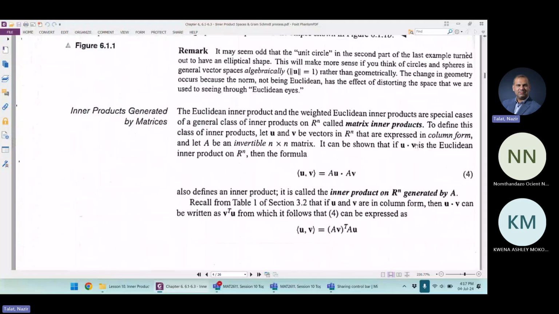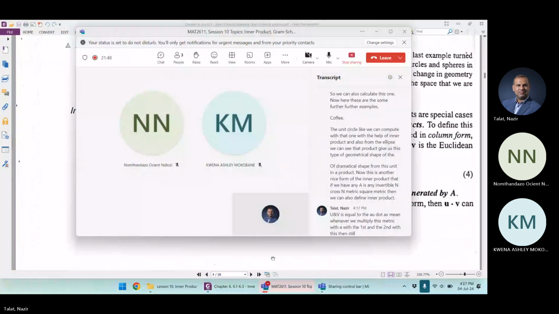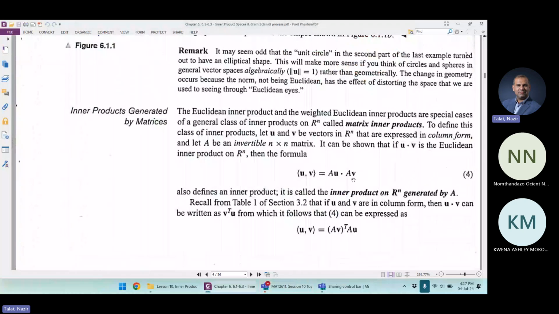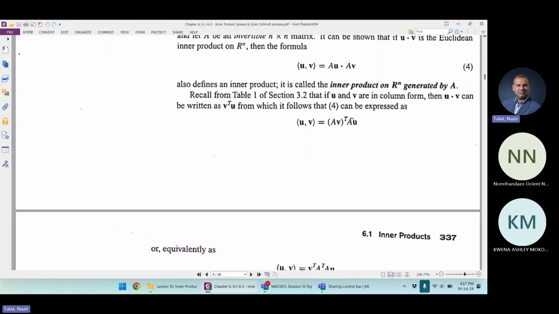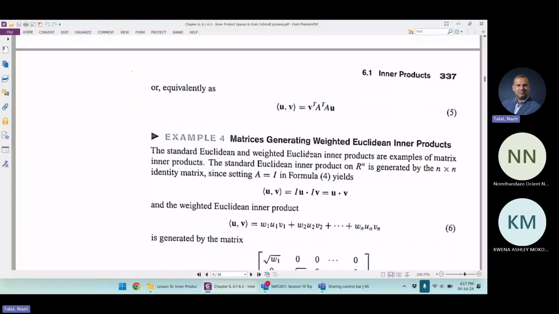Now, this is another nice form of the inner product. If A is any invertible n cross n square matrix, then we can also define the inner product of u and v as equal to Au dot Av. It means whenever we multiply this matrix A with the first and the second vector, we can still compute the inner product with the help of that. This is one of the good examples. Here you can also take the transpose of that. So this is called the weighted Euclidean inner product with the help of matrices.